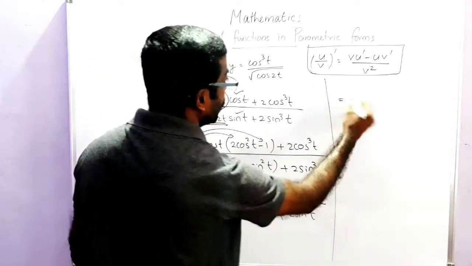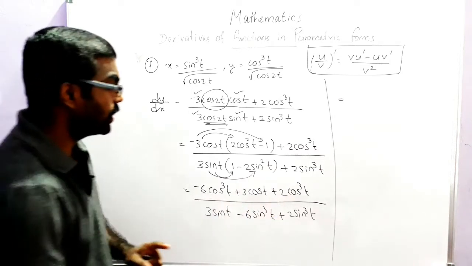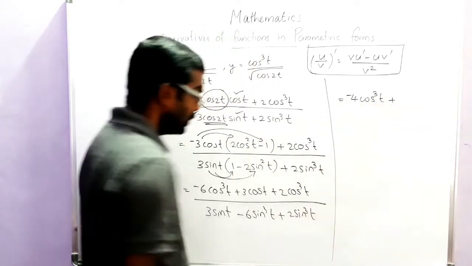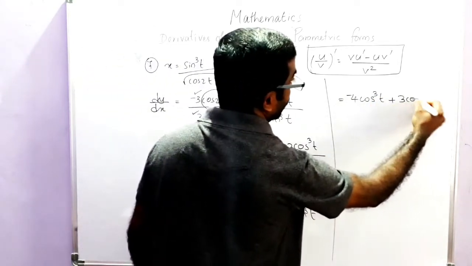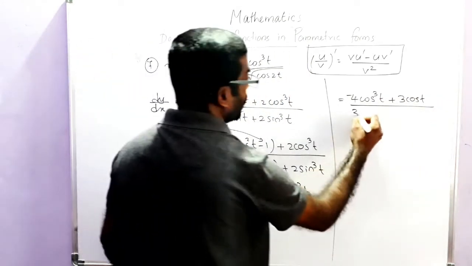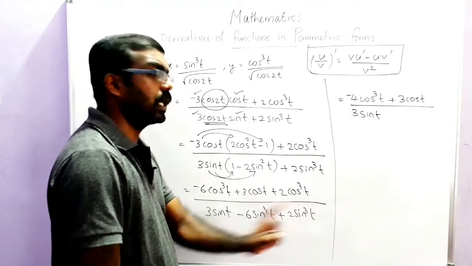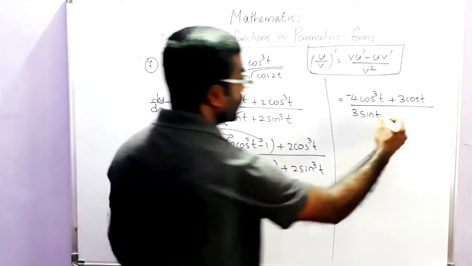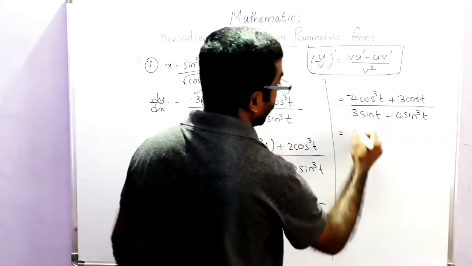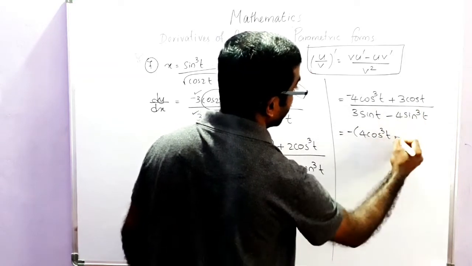So which is equal to minus 6 cos cube t plus 2 cos cube t, that is minus 4 cos cube t, then plus 3 cos t divided by, here the first term is 3 sin t minus 6 sin cube t plus 2 sin cube t. Minus 6 plus 2, that is minus 4. Minus 4 sin cube t. You can take one minus common. Minus of 4 cos cube t, this plus becomes minus.